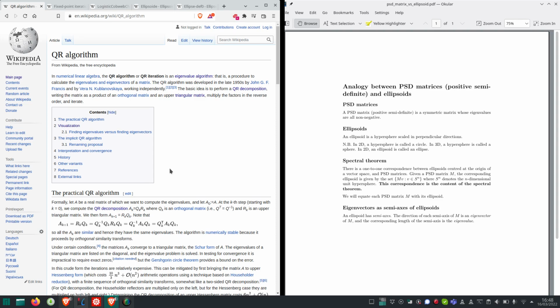The QR algorithm works by taking an input matrix, call it A, and then finding its QR decomposition, A equals QR. It then replaces A with R times Q and repeats. It repeats this over and over until the algorithm converges.